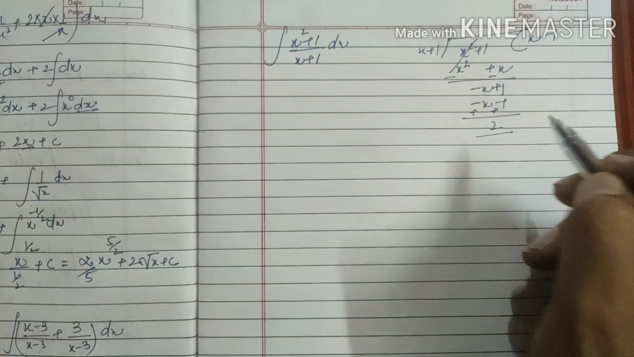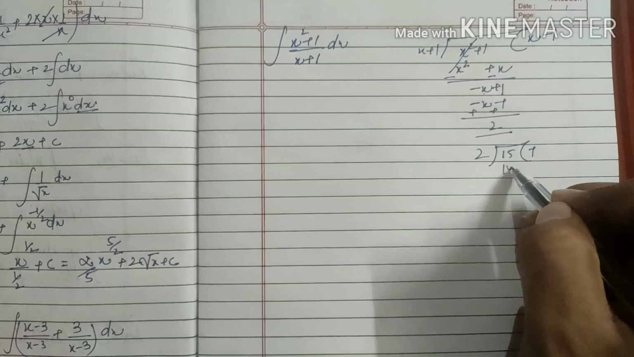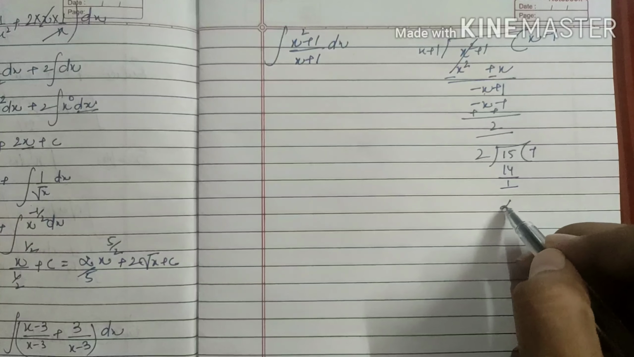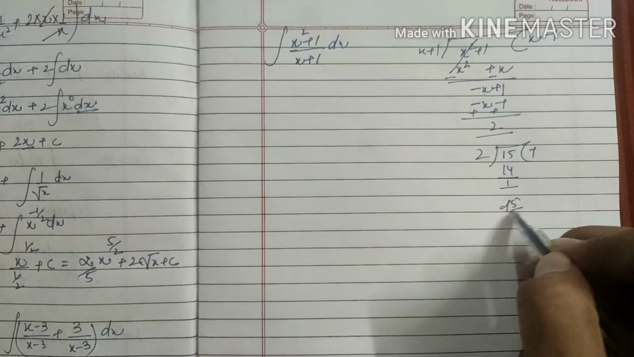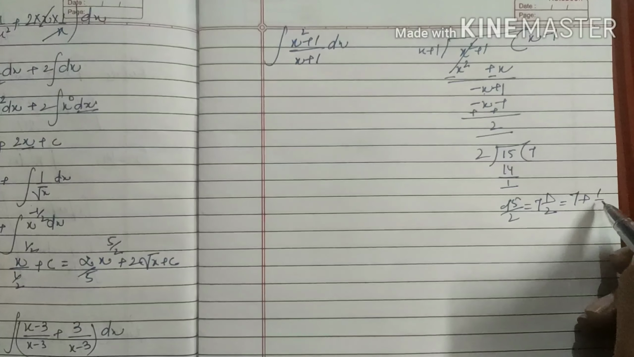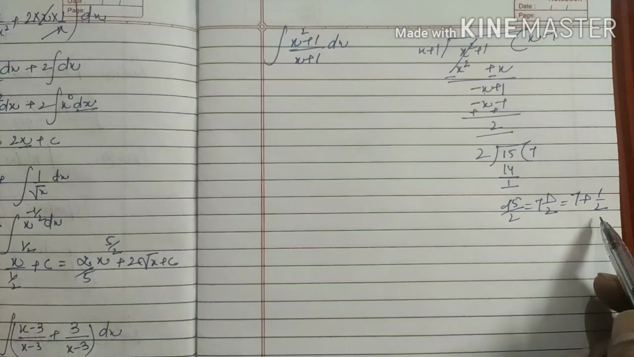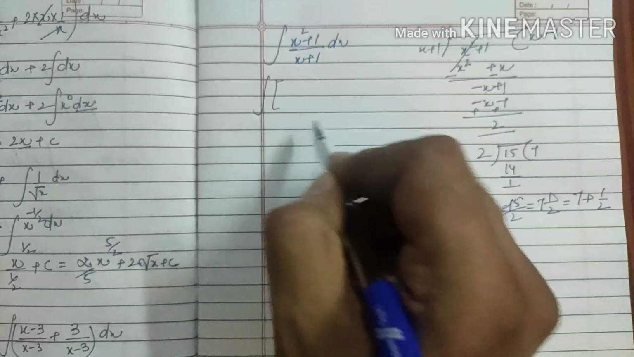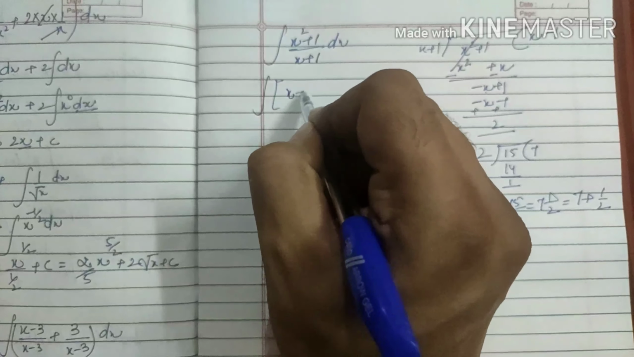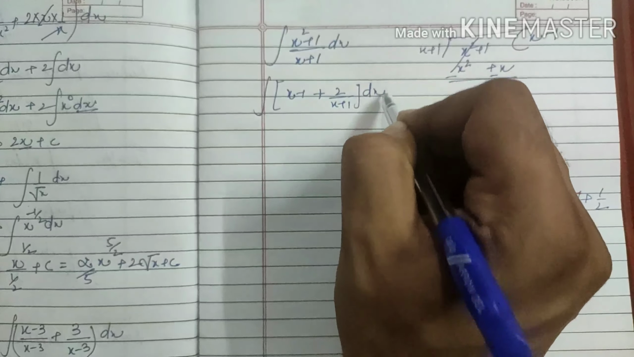How can we write it? For example, we divide 15 by 2, what do we get? 7, remainder 1. It means we can write 15 divided by 2 like this, 7.5. Otherwise we can write it like this, 7 plus half. Meaning quotient comes first, plus remainder divided by divisor. Same we are doing here: quotient first plus remainder by divisor. Like this we can do.